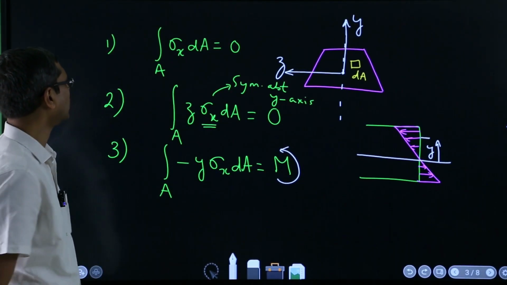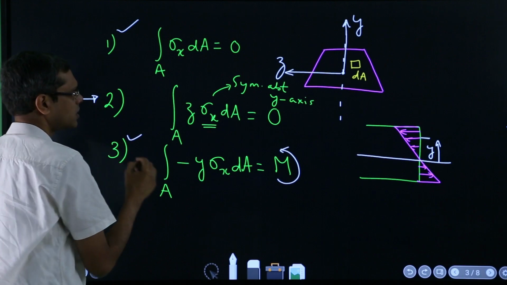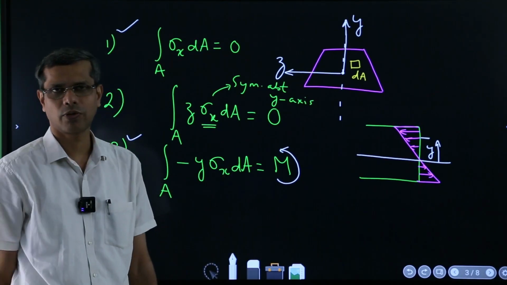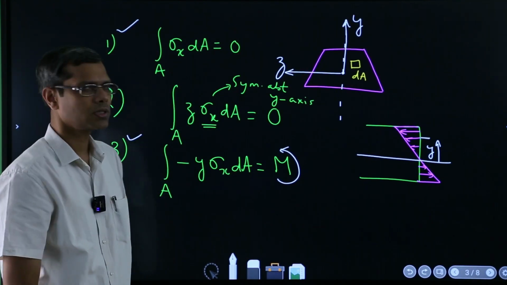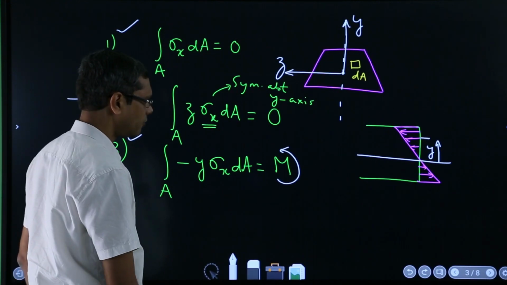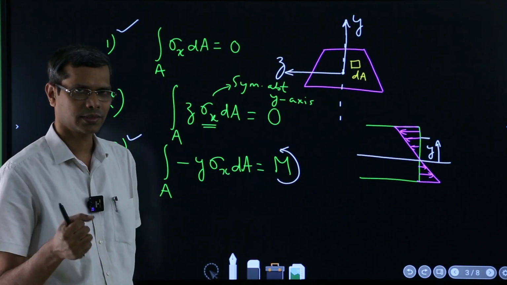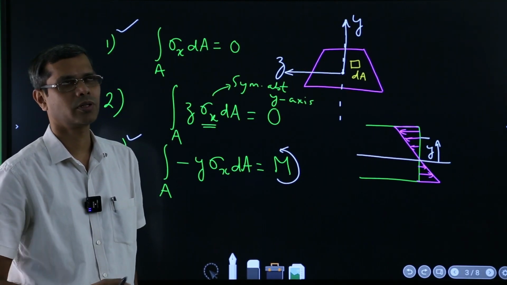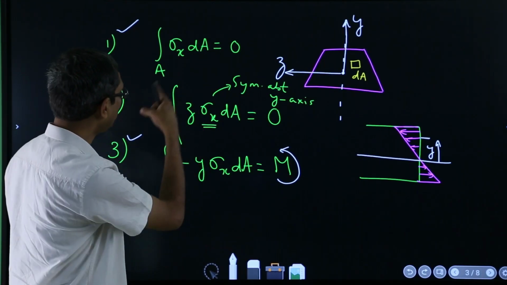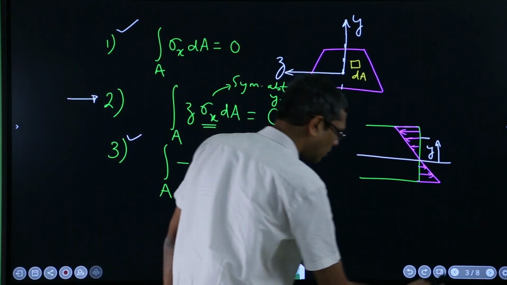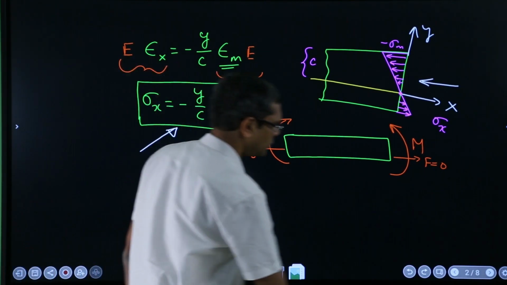Now we will use this and this primarily, because this one does not give us any more information than saying that things are symmetric about the y plane. One by one we will use these equations to get more information, because if you remember, we are missing two pieces of information: where the neutral axis is, and how the maximum stress is related to the moment that we are applying. These two questions will be answered by these two equations, along with the variation which we have derived. So let us use that.